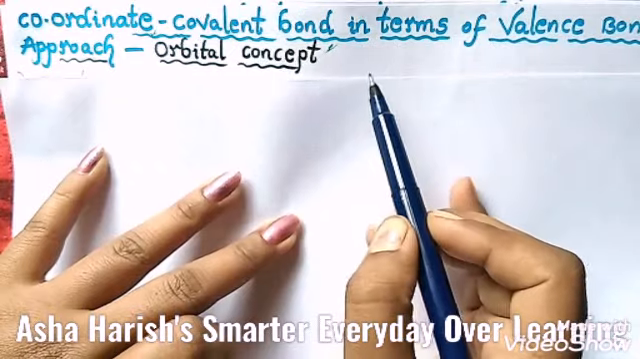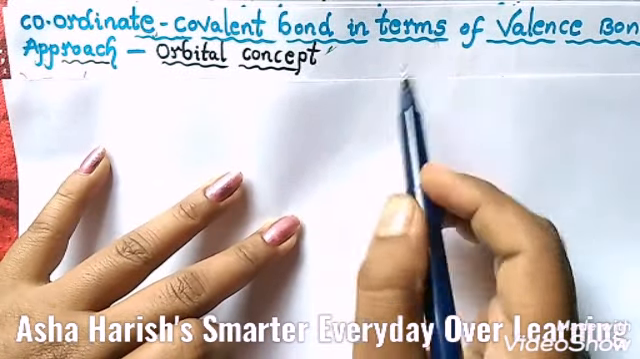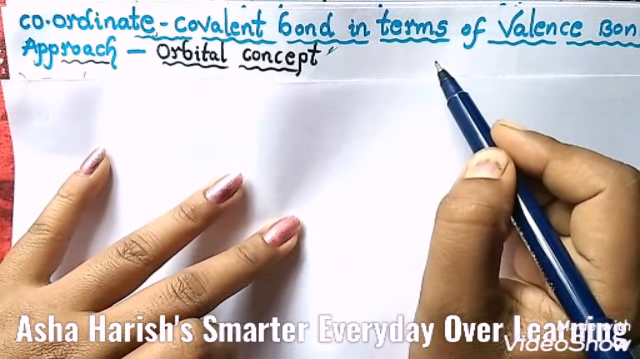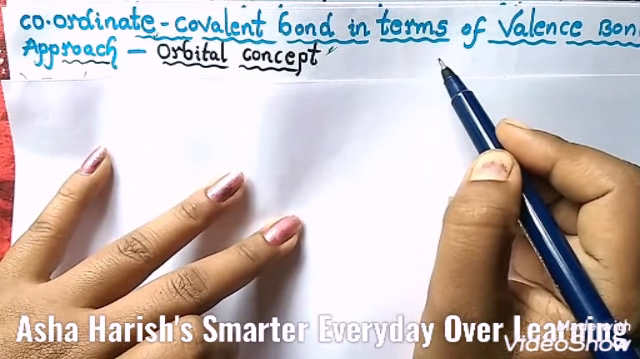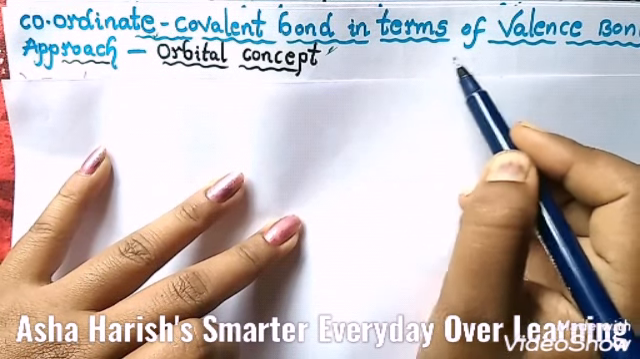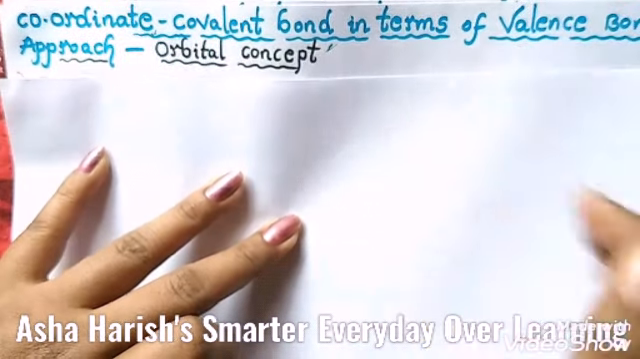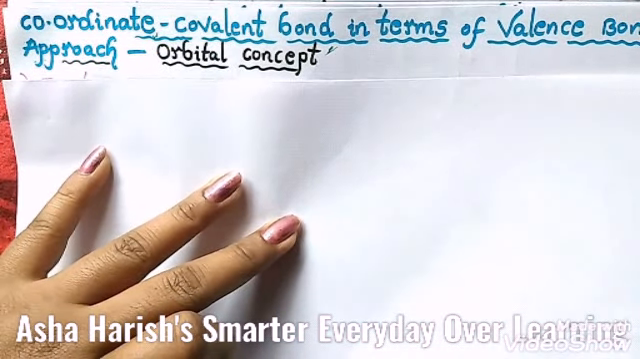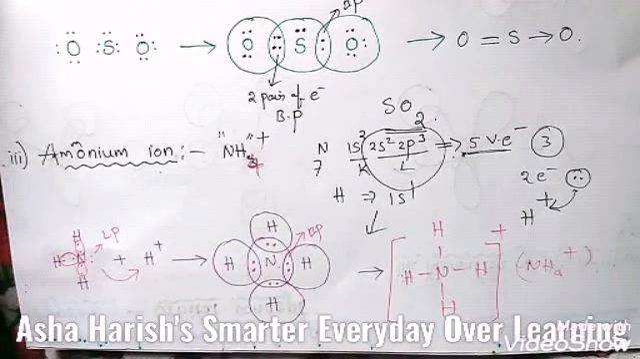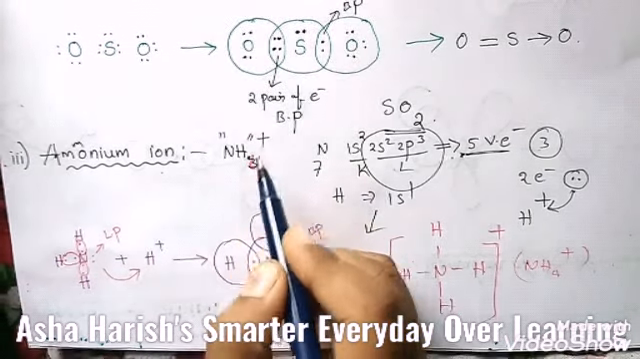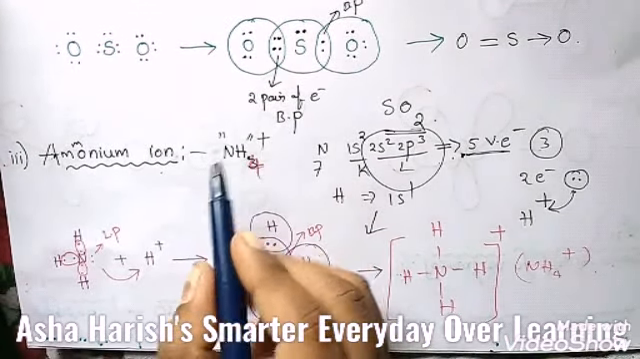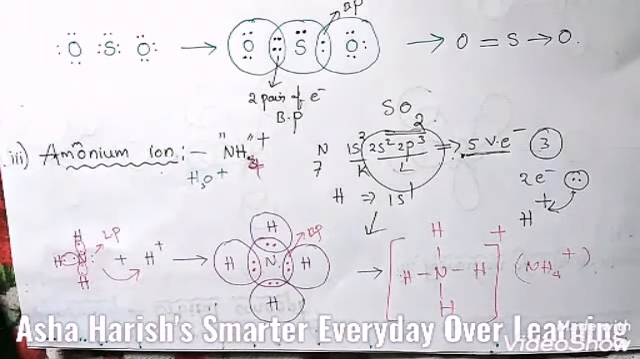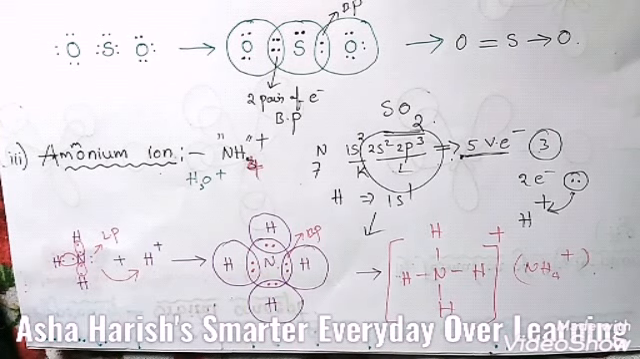Dear students, a coordinate bond is formed by the overlapping of a fully filled orbital containing a lone pair of electrons with the empty orbital of another atom. Let's see this orbital concept with examples. The first one is the formation of the ammonium ion, that is NH4 plus, and the formation of H3O plus ion, that is the hydronium ion, also I will explain in today's session.